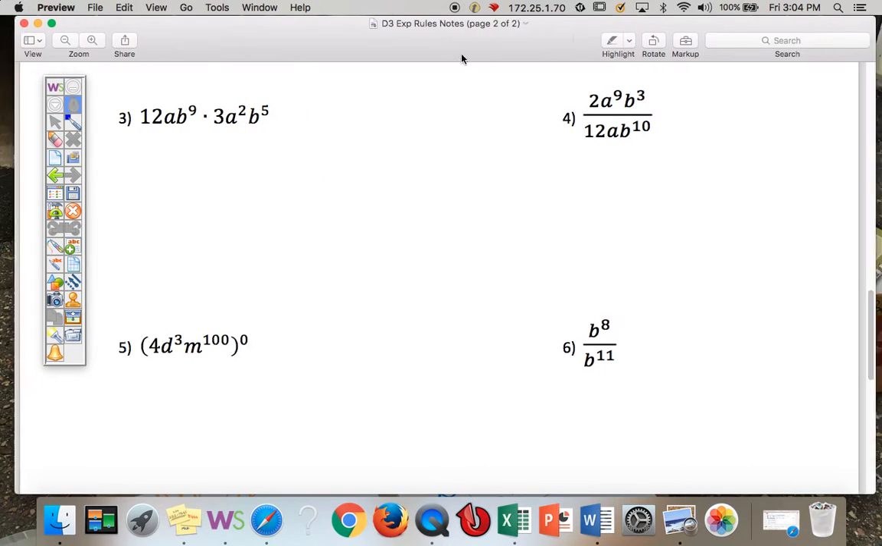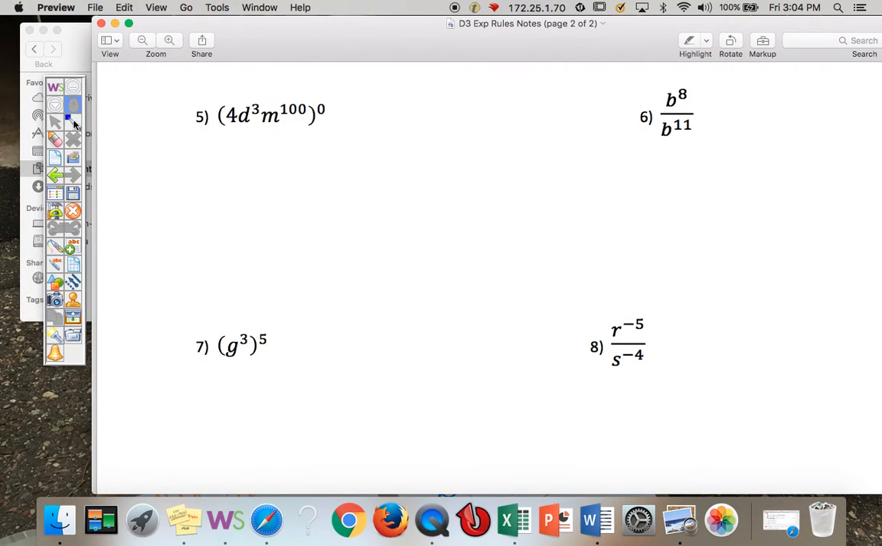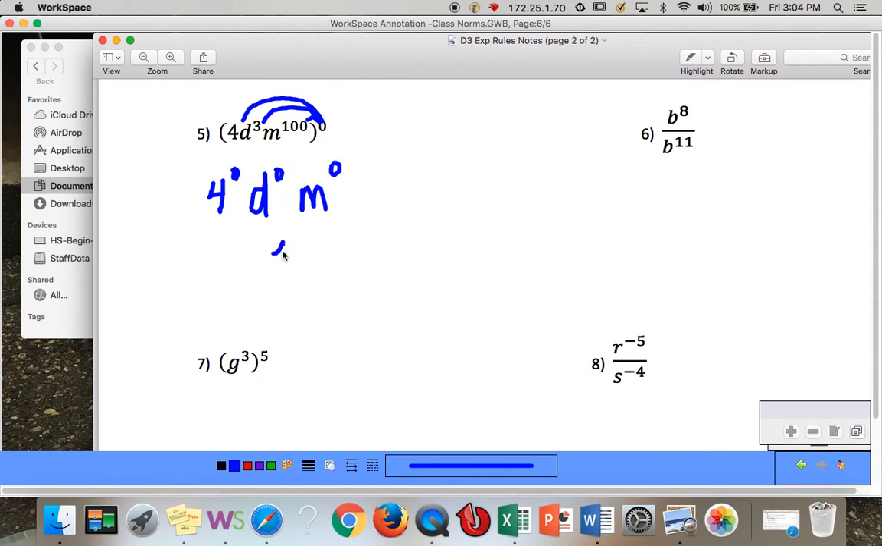Number 5, we have everything to the 0 power. We're going to distribute that 0 here. So we have 4 to the 0, d times 3 to the 0, and then m to the power of 100 times 0. Here's what it looks like if we show our work. And we know that everything to the 0 power is 1.